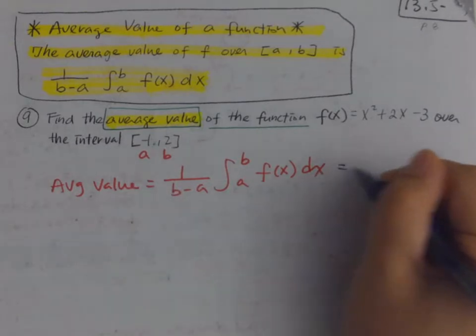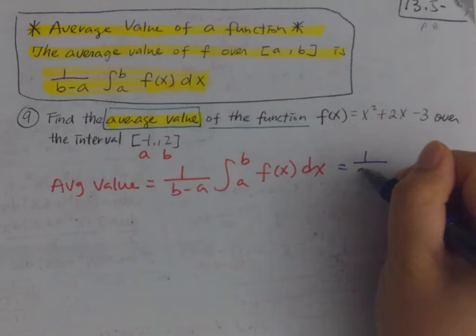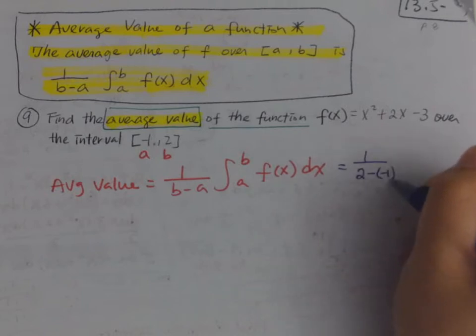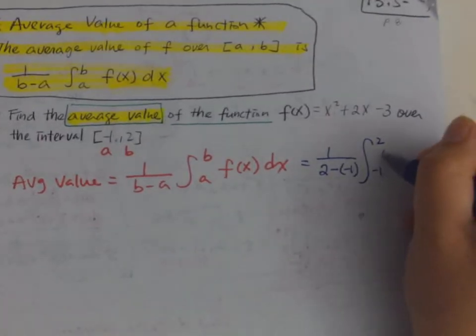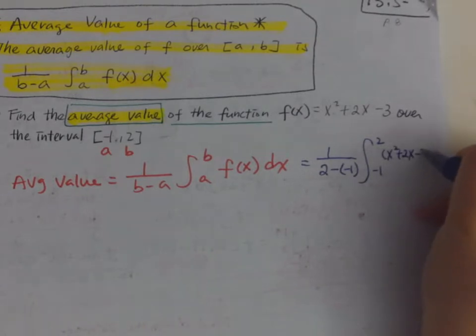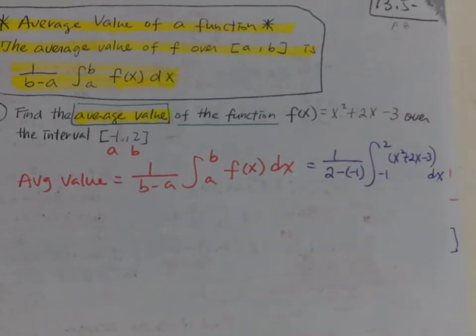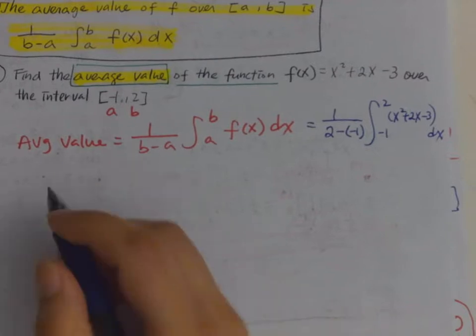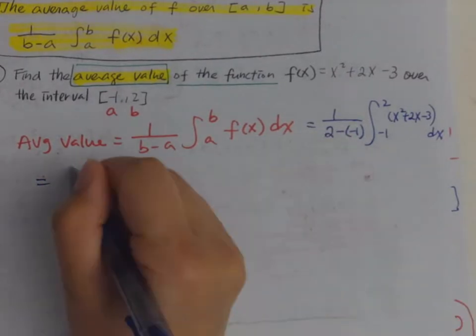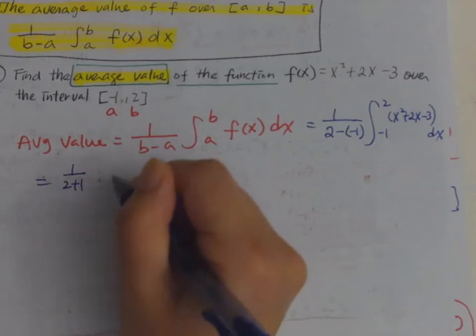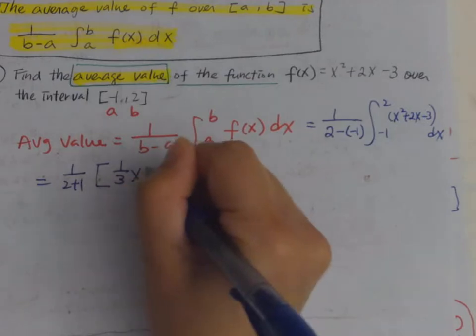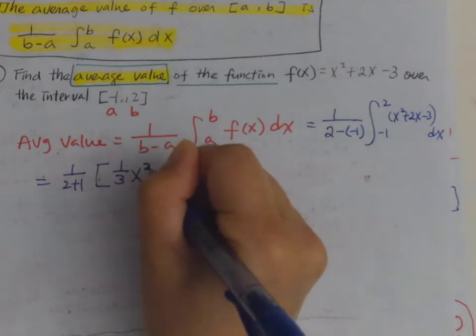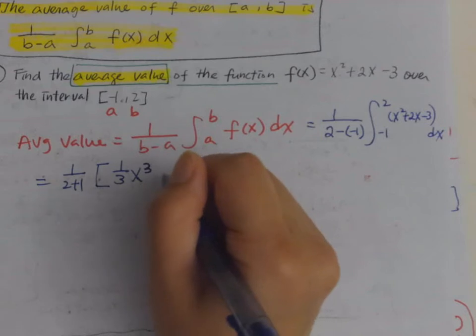We're going to have 1 over 2 minus negative 1, right? And then the integral is from negative 1 to 2. And then we need to plug in that function, x squared plus 2x minus 3 dx, right? Sorry, I went out of room a little bit. But then we can see this is 1 over 2 plus 1, basically. And then I can start taking the integral, right? So this would be 1 over 3 x to the third power. Just be careful, sometimes people will switch back to taking the derivative.